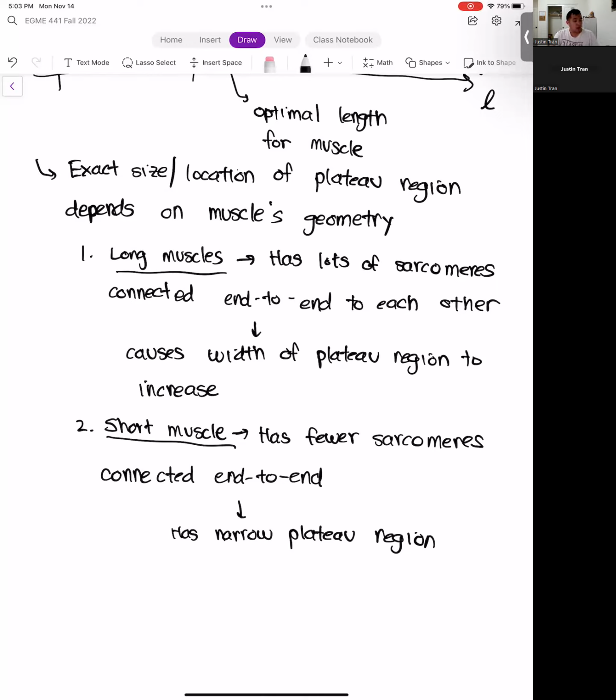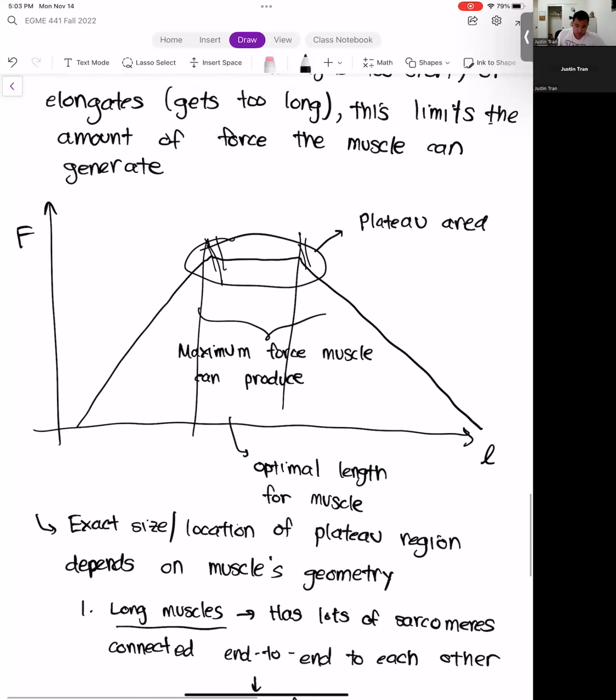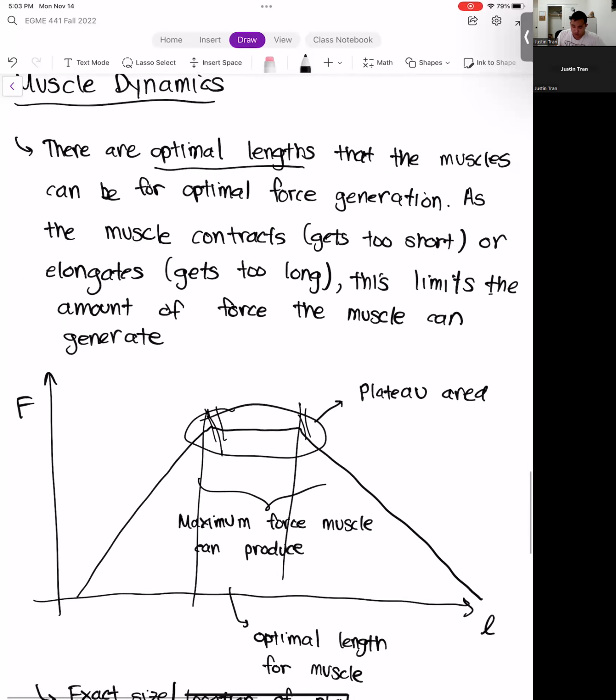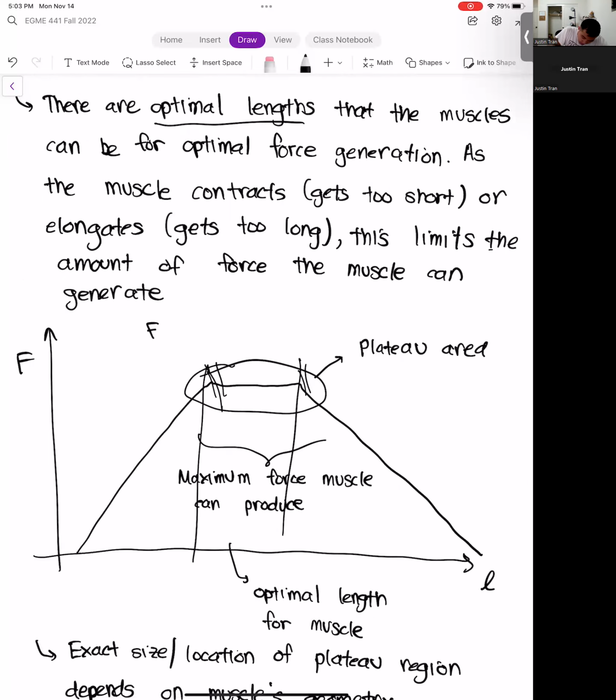That's an important point to know, because the geometry of the muscle tells you how many sarcomeres there are in series, and that's going to change the width of its optimal region. And so that's the force-length relationship. Everything we talked about is the relationship between force and length in a muscle.